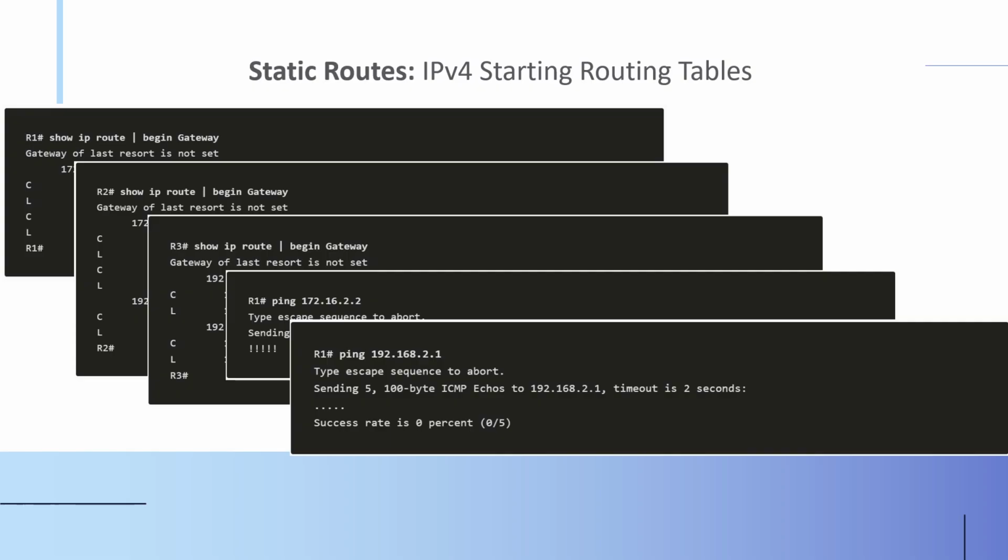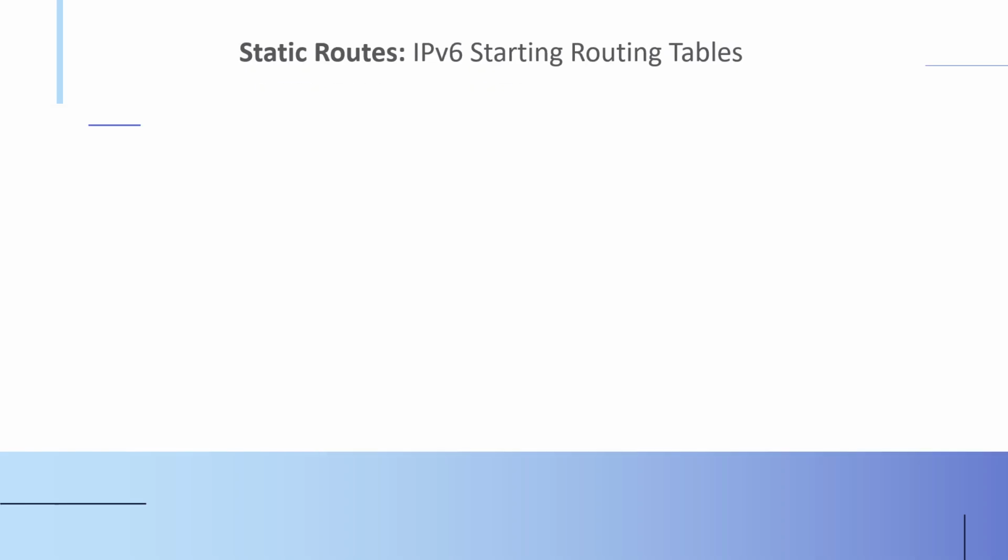So to do that, we have to configure a static route. The same we can do for the IPv6 routing table.